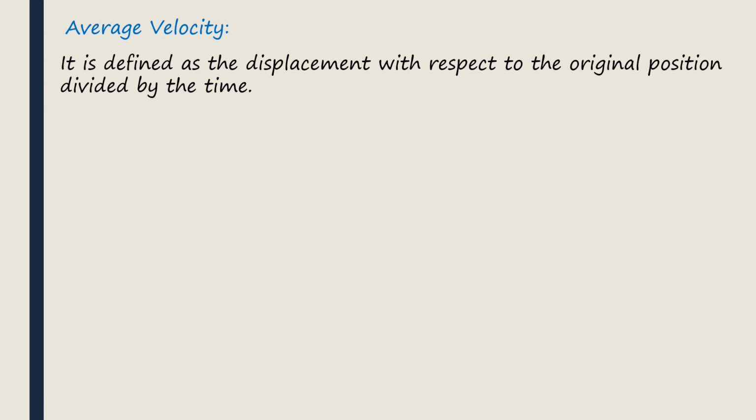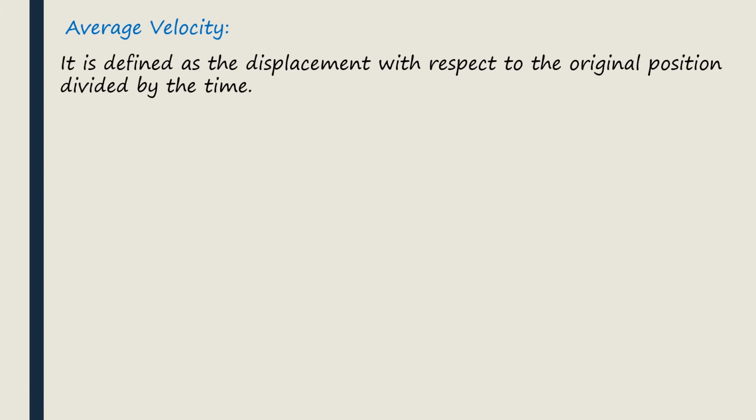Average velocity is defined as the displacement, with respect to the original position, divided by the time. It is as good as saying the same for average speed. In average speed, we had the total distance traveled divided by total time. Now in this case, since it is velocity, we have to consider displacement and not distance.